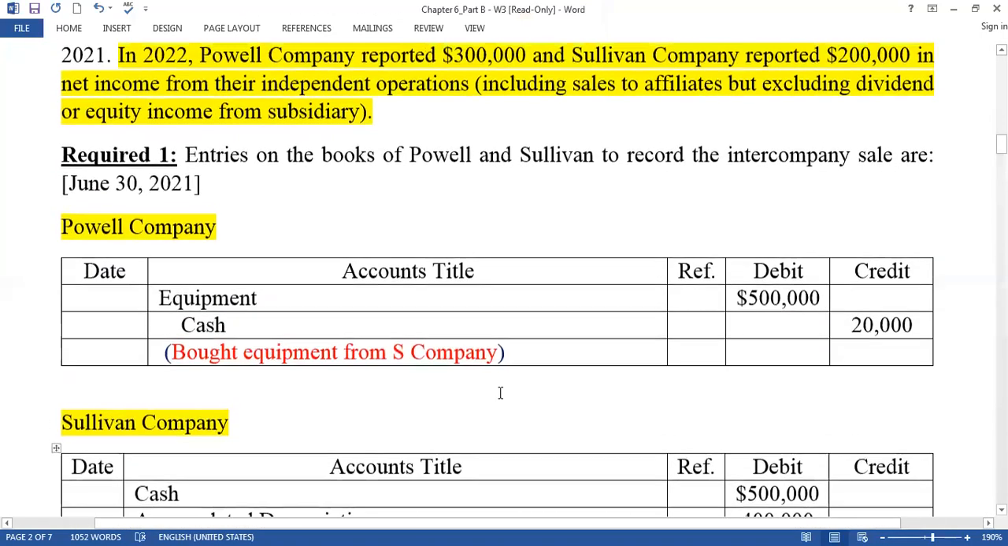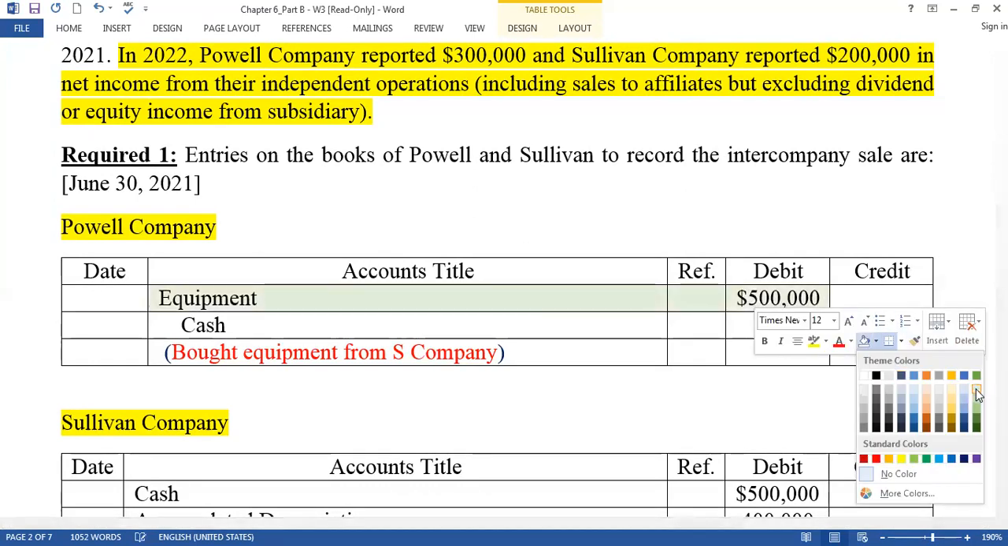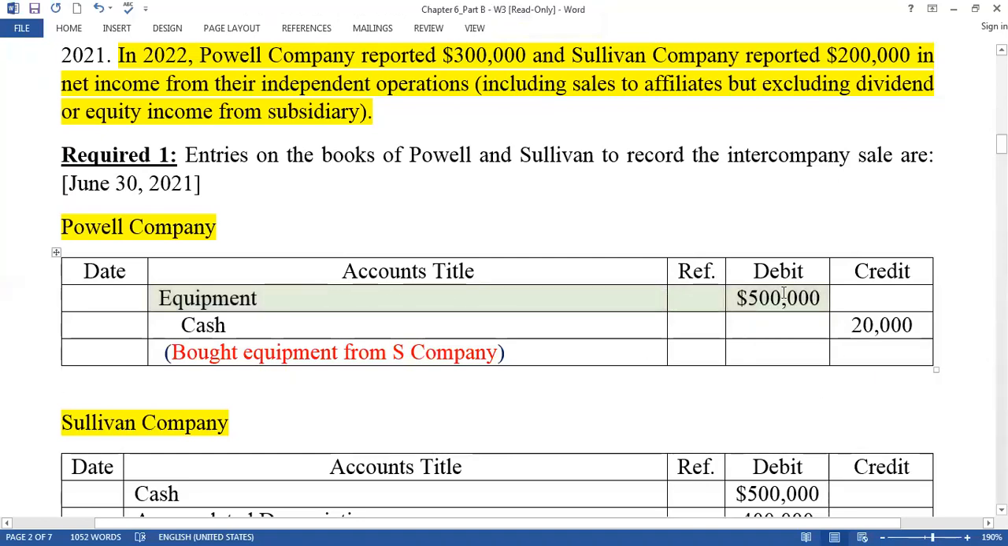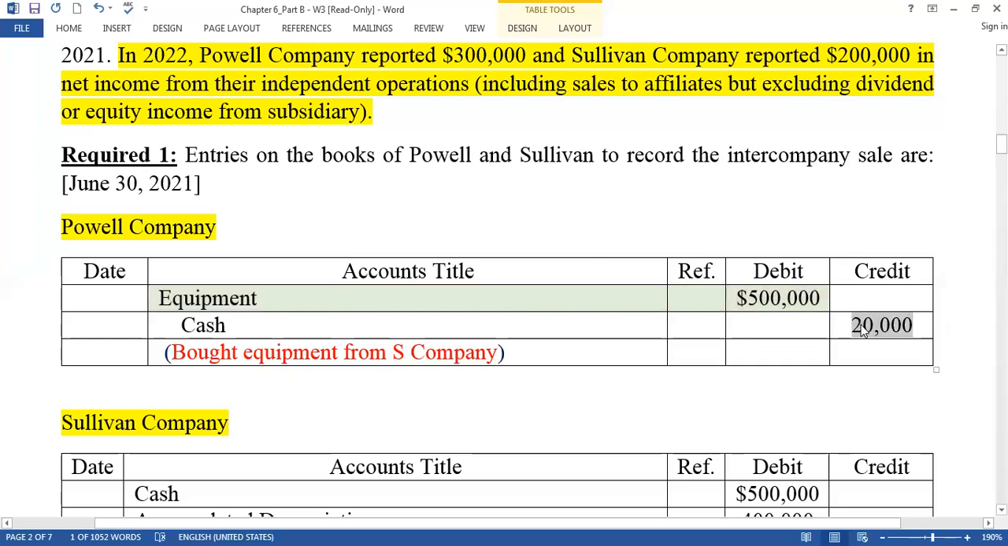Now look at the journal entry. Parent company buys equipment. So they receive equipment, their equipment increases, it is a debit. Do you understand? So in this journal they record $500,000 equipment debit, and they pay cash. And they pay cash $500,000, right?